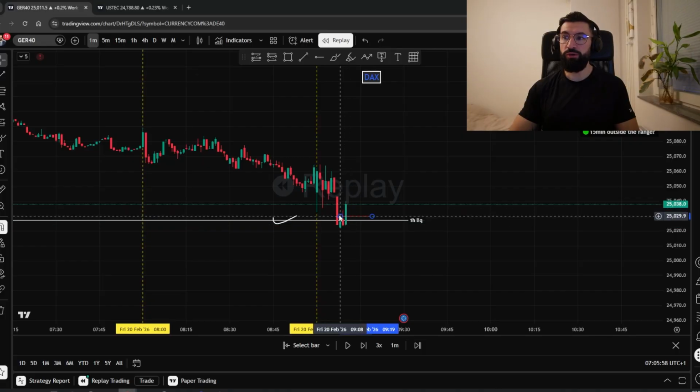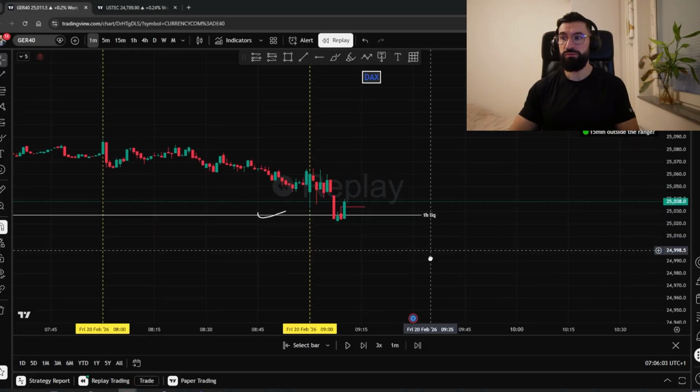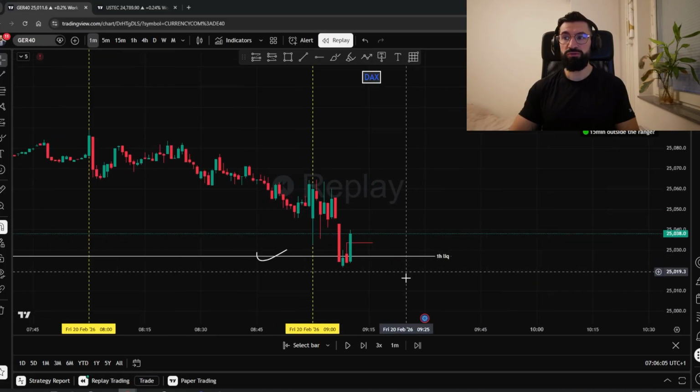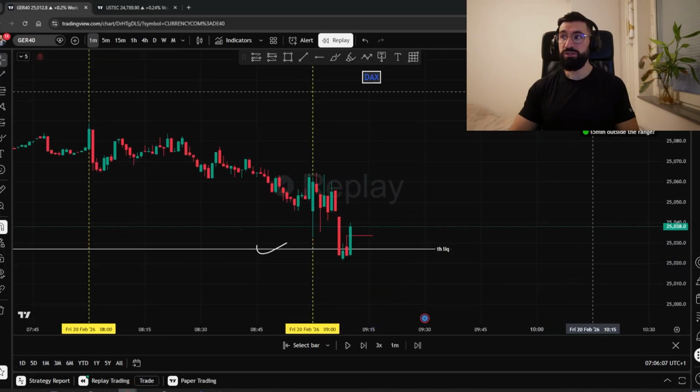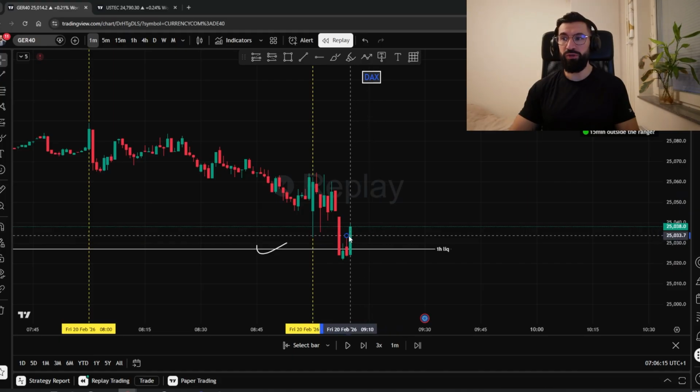Now we created a new high. I'm just moving. Now it created a break of structure, right? So number one, it created number three, let's say, it created a break of structure, and I'm waiting for a fair value gap to be created and to have a reaction out of it.